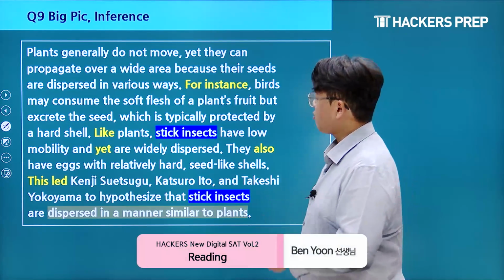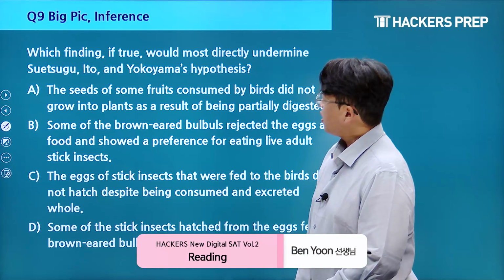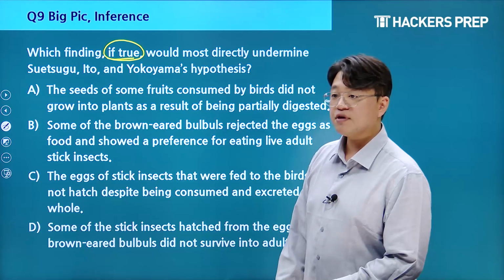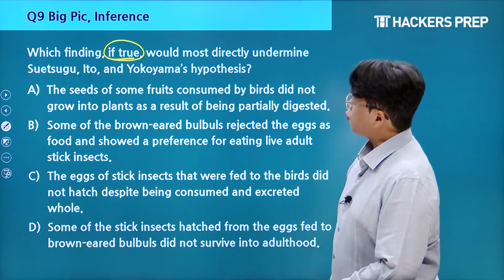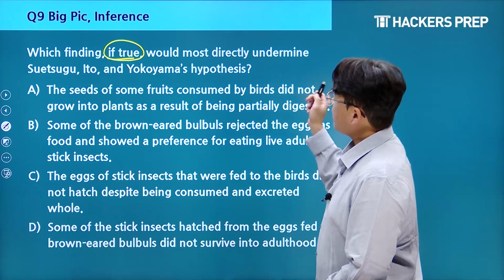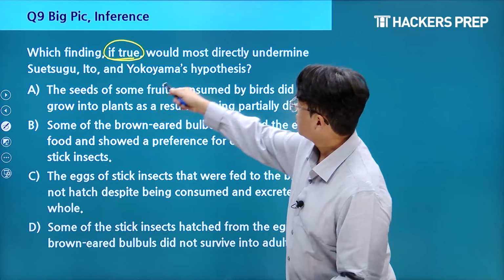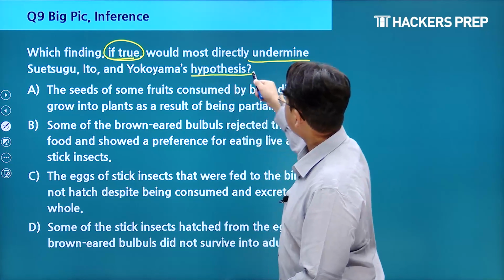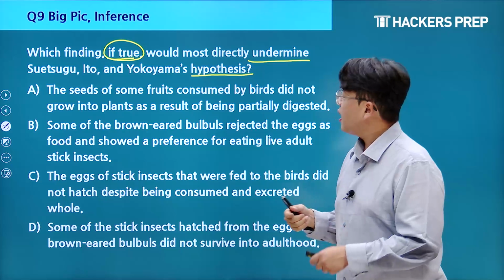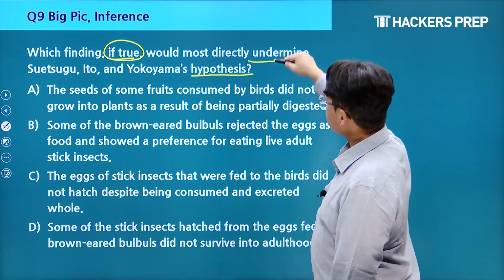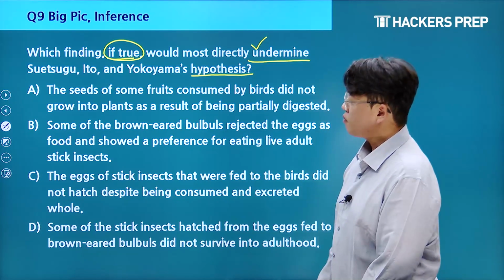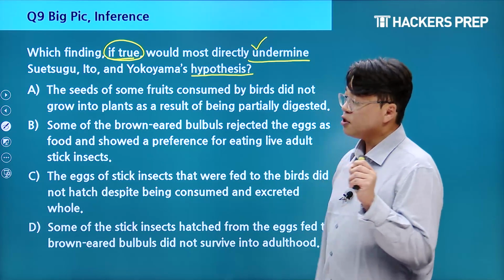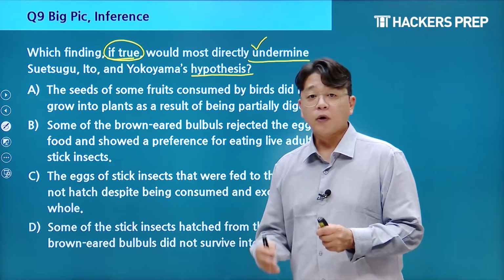Now we have inference problems, and to start from the question, you should find which part of the question signals an inference question. So, which finding, if true, would most directly undermine SI and Y's hypothesis? So we need to identify what the hypothesis is, and keep in mind that we need to undermine this hypothesis. The fact that it's an inference problem signals that any new information in the answer choice is always welcomed.